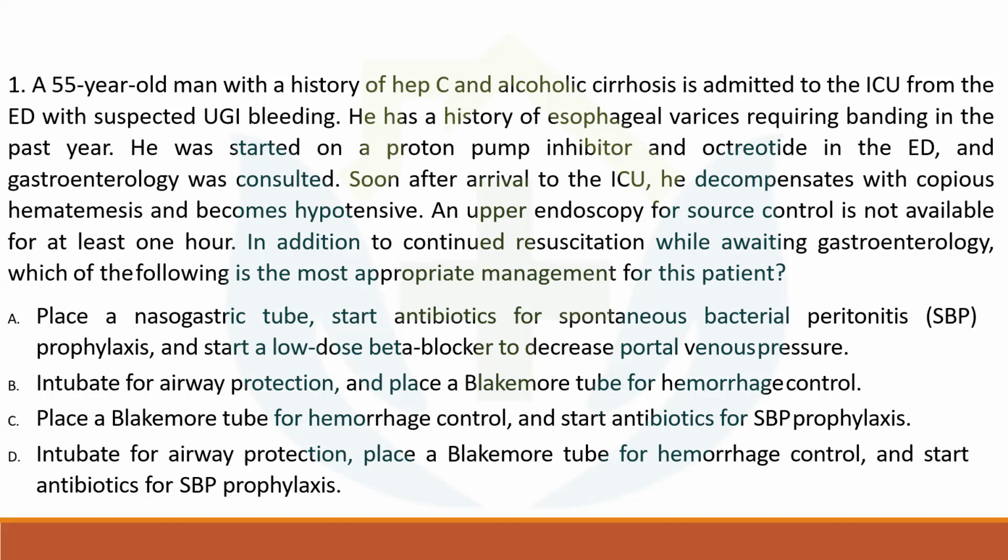patient? The 4 options are: first, place a nasogastric tube, start antibiotics for SBP prophylaxis, and start a low dose beta blocker to decrease portal venous pressure. Second is to intubate the patient for airway protection and place a Blackmore tube for hemorrhage control. Third is to place a Blackmore tube for hemorrhage control and start antibiotics for prophylaxis. Last one is to intubate for airway protection, place a Blackmore tube for hemorrhage control and start antibiotics for SBP prophylaxis. So, what do you feel is the correct answer out of this?